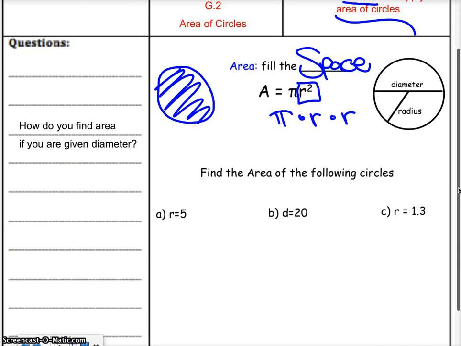I do just want to remind you that we need radius. There is no formula for the area of a circle using diameter. So you always need radius. Got it? Always, always, always. So remember, radius is half. Diameter is the full. So if you're ever given the diameter of a circle, you need to divide it by 2.